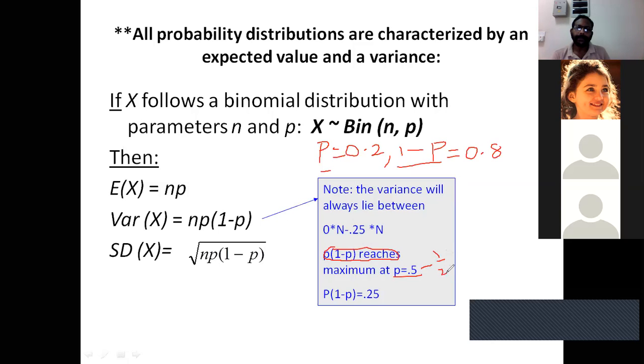Right? You have different values so that you can look into that.